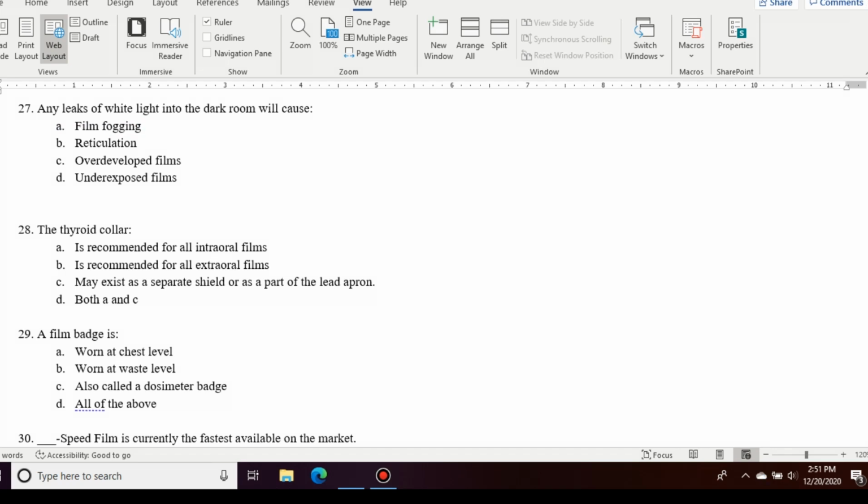28. The thyroid collar, A, is recommended for all intraoral films, B, is recommended for all extraoral films, C, may exist as a separate shield or as a part of the lead apron, or D, both A and C? Correct answer, D, both A and C.